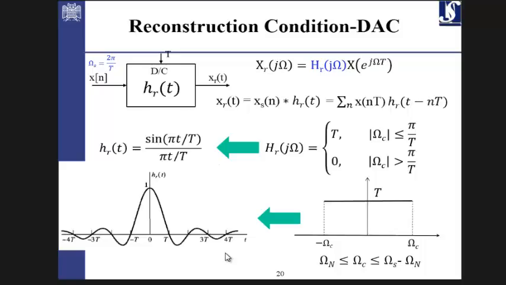So this process, this filtering, we call it h_r of t, and it's called D to A or D to C, discrete to continuous transform. Again, you have a sampling period T here. So we have x of n here and here. If you write it down, x_r is in the continuous time domain, so it should be written in the form of continuous time Fourier transform.